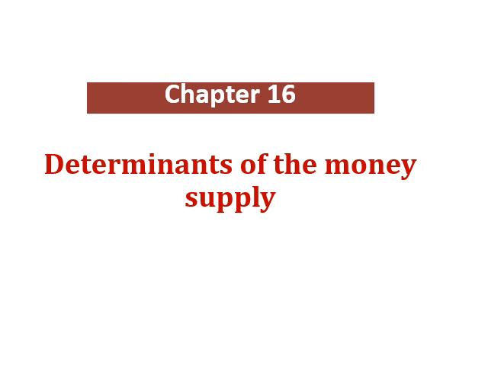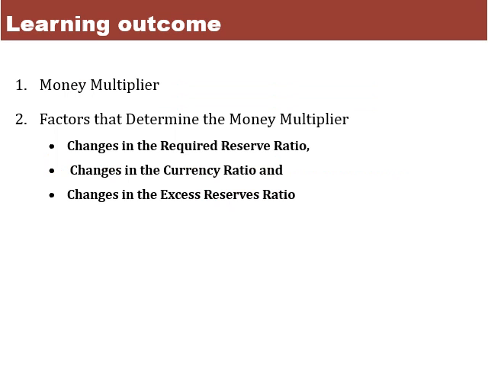In this lecture, we will discuss chapter 16, which is entitled Determinants of the Money Supply. Let's start with the main learning outcomes of this lecture. In this chapter, we will discuss the money supply model and the money multiplier.